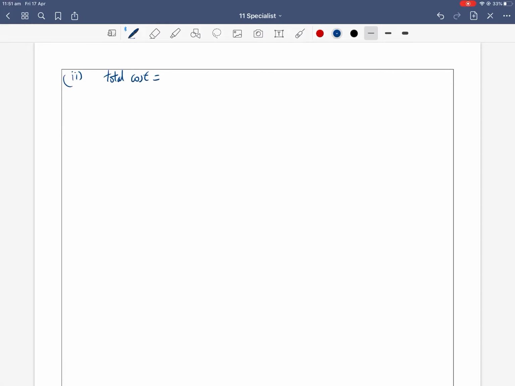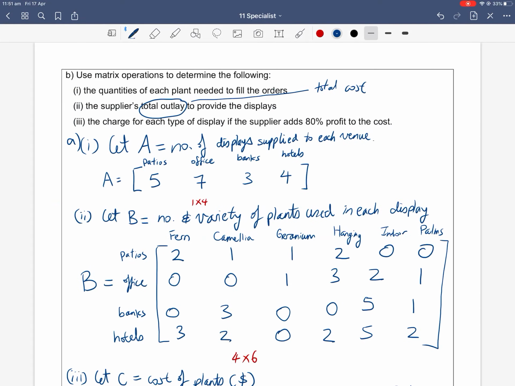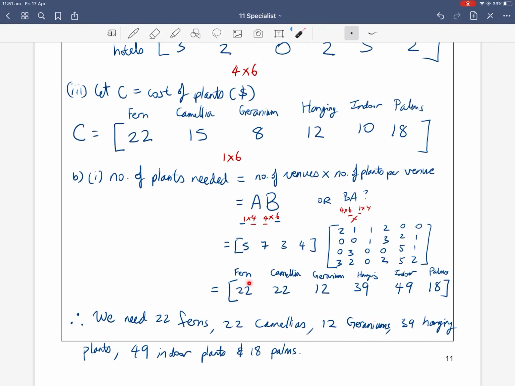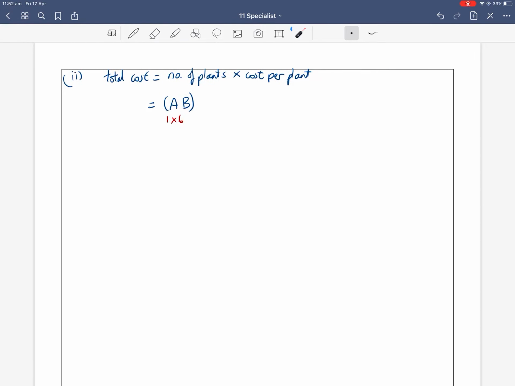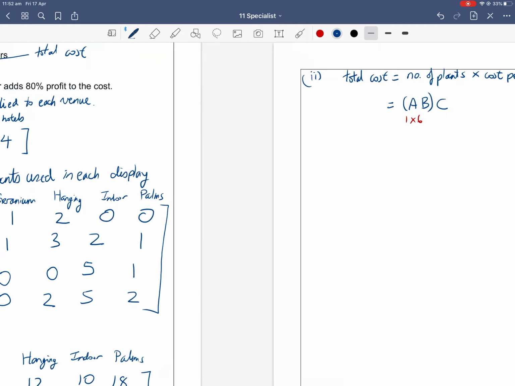So part 2, we want to work out total cost, which by definition or just by common sense, is the number of plants multiplied by the cost per plant. That's pretty straightforward. So from part 1, the number of plants is A times B, because that produced a 1/6 answer, because it was 6 individual numbers of however many of each plant we needed. And then multiplying by C, the cost of each plant.